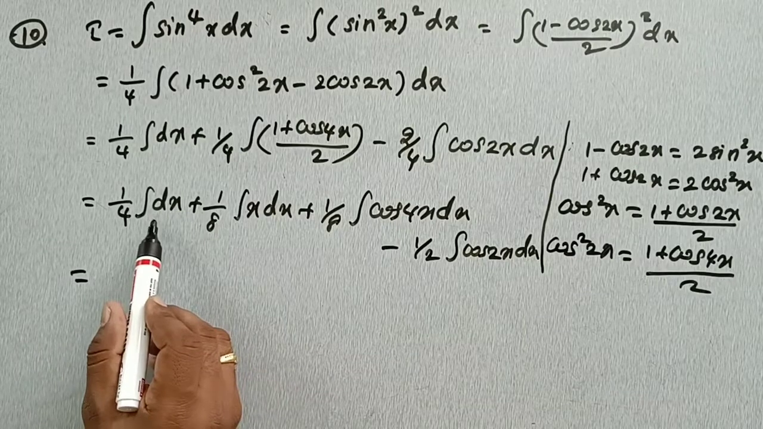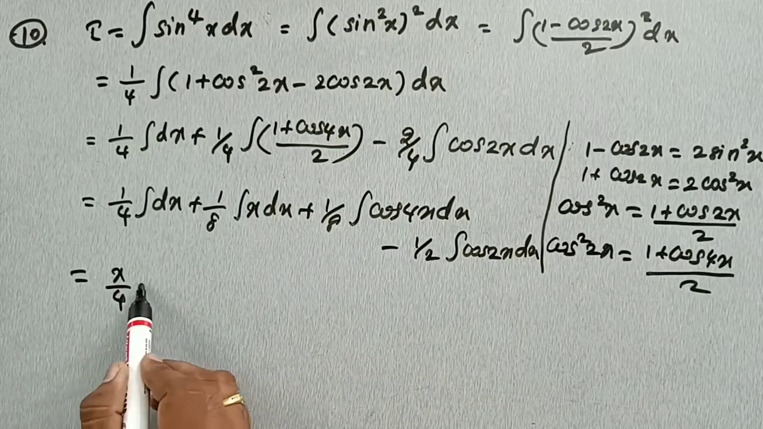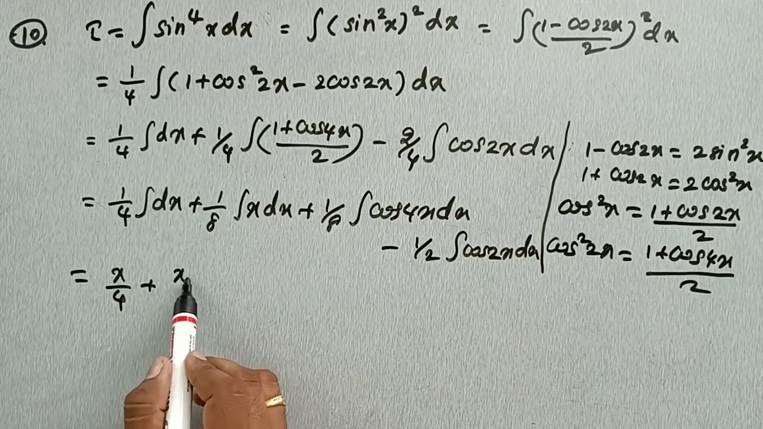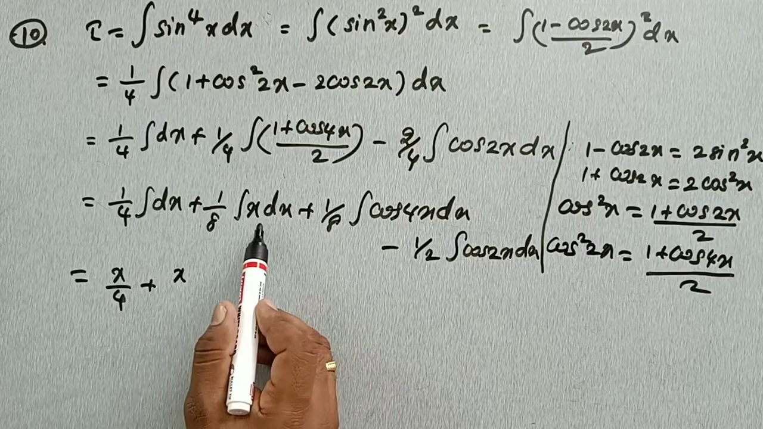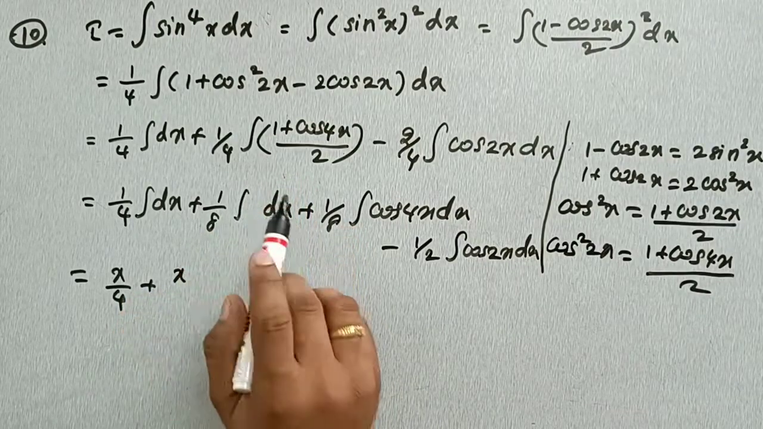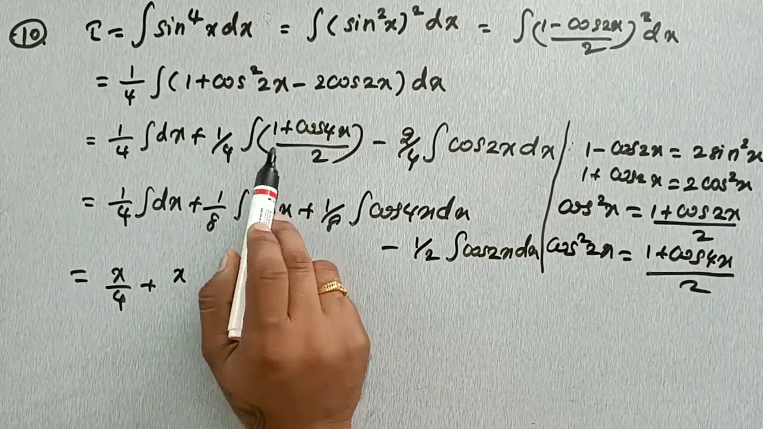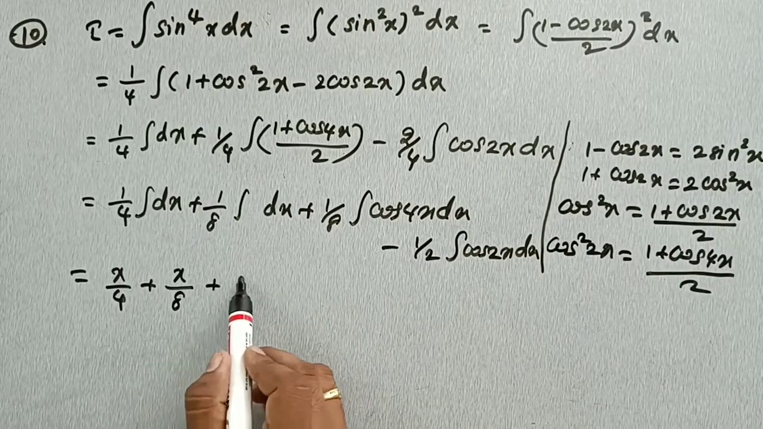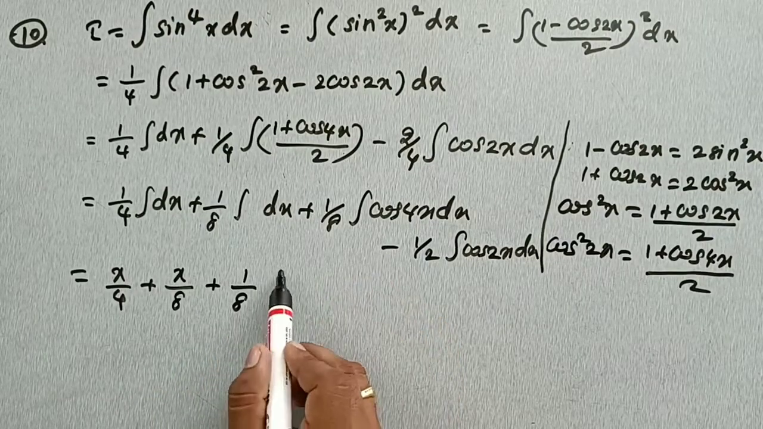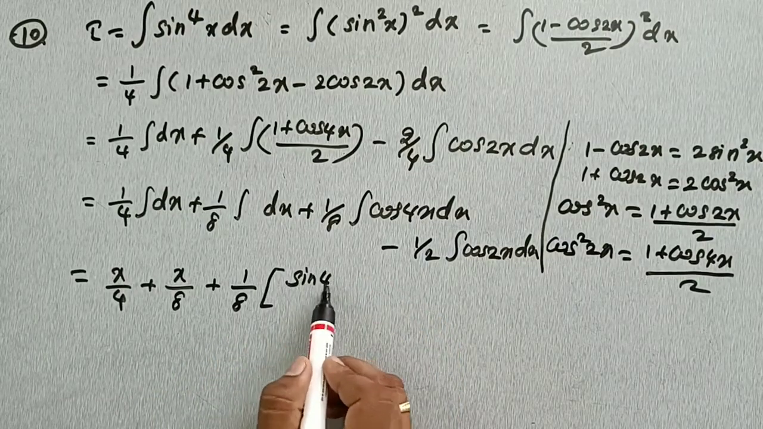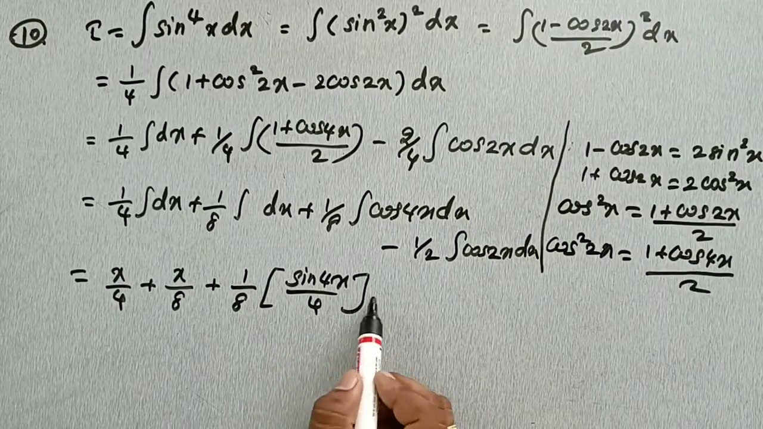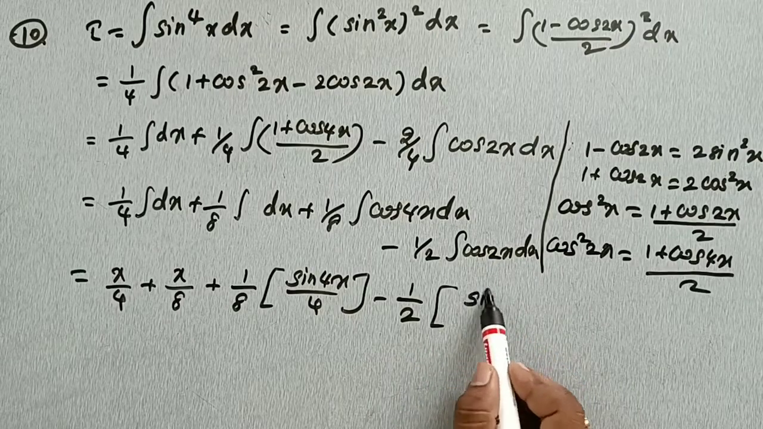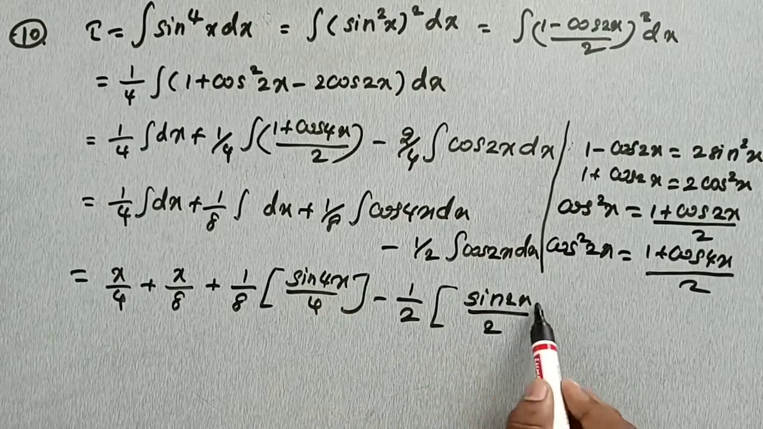Now we will integrate this. Integrating this we will get x by 4. Integrating the next one, it is dx alone, because integral of 1 into 1 dx is x, divided by 8, that is x by 8 will come, plus 1 by 8 into integral cos 4x, integrating gives sin 4x divided by 4, minus 1 by 2 into integrating cos 2x gives sin 2x divided by 2, plus c.